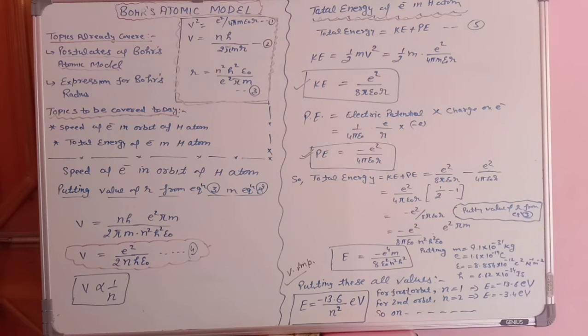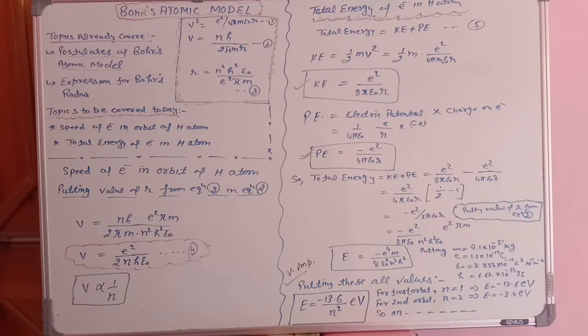This is the expression for velocity, or you can call it the speed of electron in any orbit of hydrogen atom. If you want to calculate the speed of electron in the first orbit, you have to put n equal to 1, in the second orbit n equal to 2, in the third orbit n equal to 3, and so on.